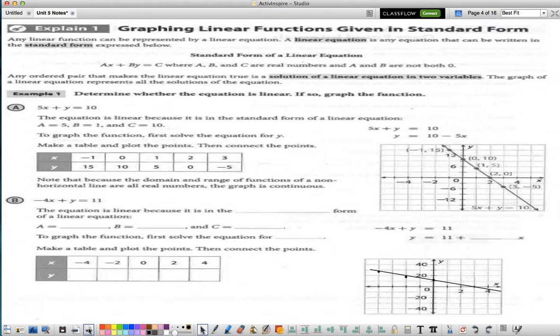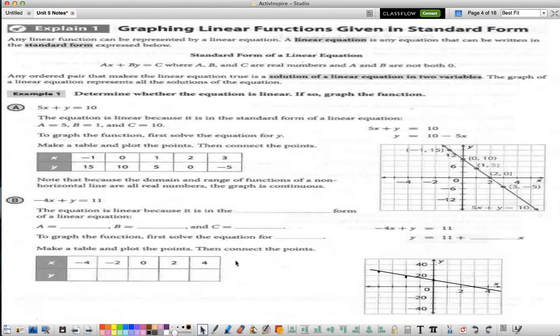All right, graphing linear functions given in standard form. So here we go, we have a couple of vocabulary terms here. Any linear function can be represented by a linear equation. A linear equation is any equation that can be written in the standard form expressed below.